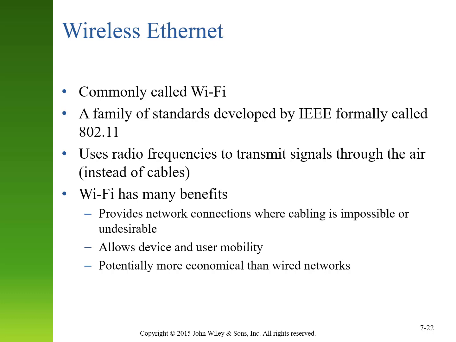So Wi-Fi is a family of standards that was developed by IEEE, much like the 802.3 standard for wired networks. But the abbreviation is 802.11, which you've probably seen throughout your lives as you've configured your various wireless devices. And Wi-Fi uses radio frequencies to transmit signals instead of cables, which obviously has some significant benefits. If there are situations where cabling is impossible or undesirable, Wi-Fi is a great fit.